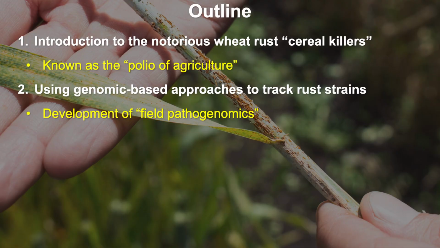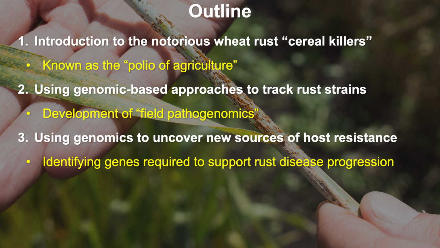And this is because of the sheer devastation that they cause to wheat production every single year. And then we're going to be looking at how we can use genomic-based approaches to try to track individual strains of these wheat rust fungi. And we're going to consider the development of one technique that we use in the lab called field pathogenomics. And then we'll go on to look at how we can also use these exciting sequencing technologies and the power of genomics to uncover new sources of host resistance too. So looking on the wheat side of this at how we can actually better improve the resilience of our crops.